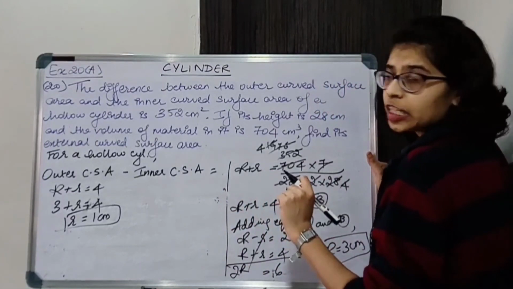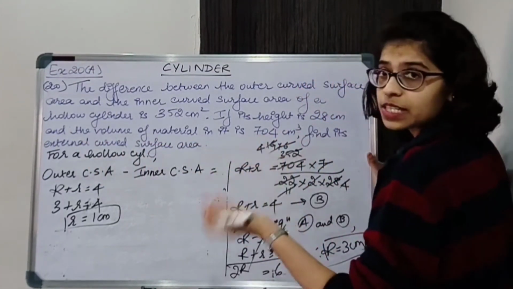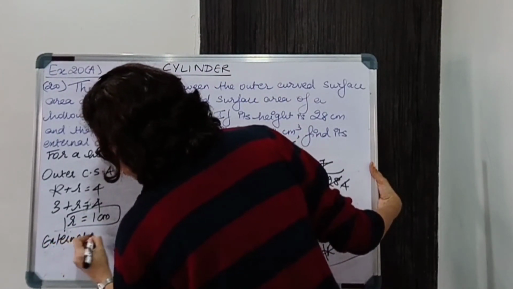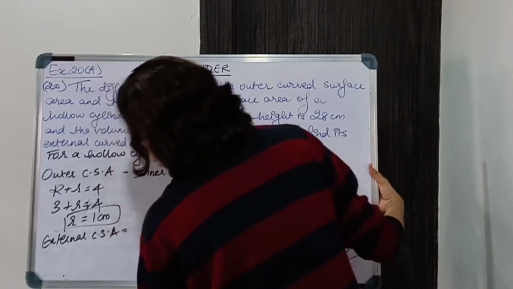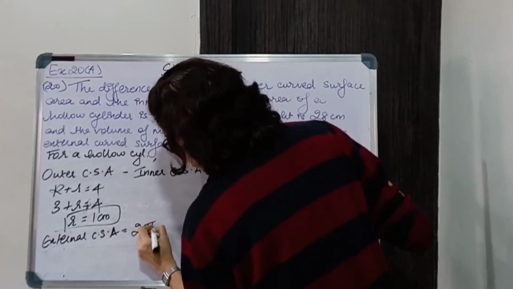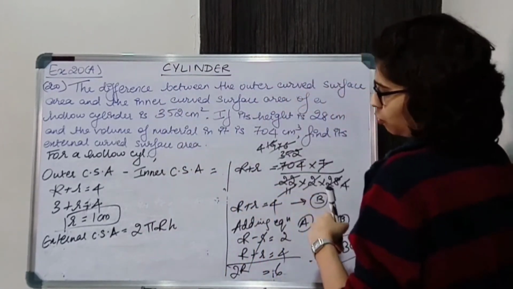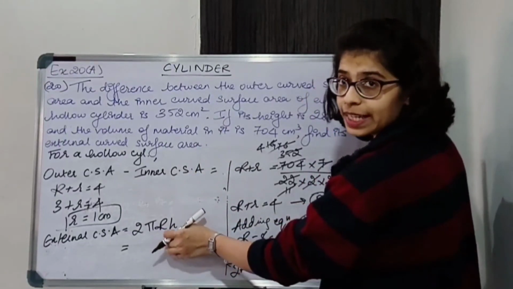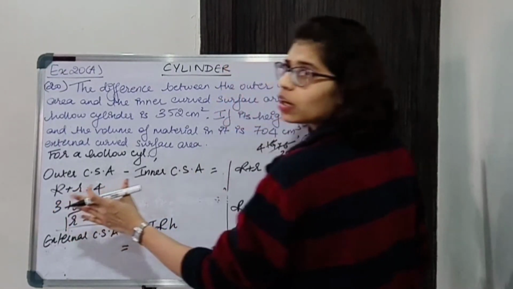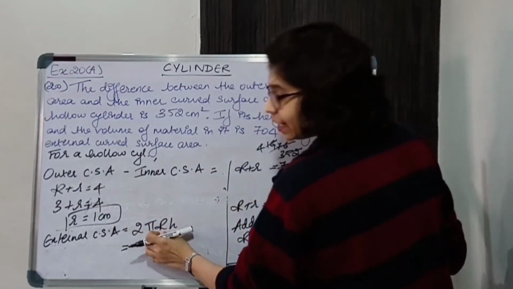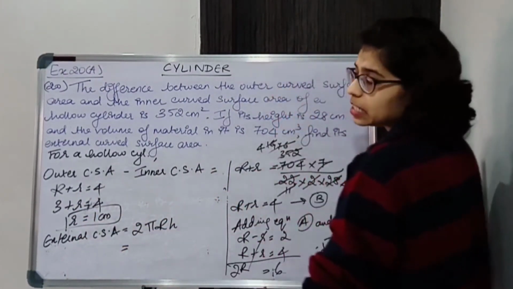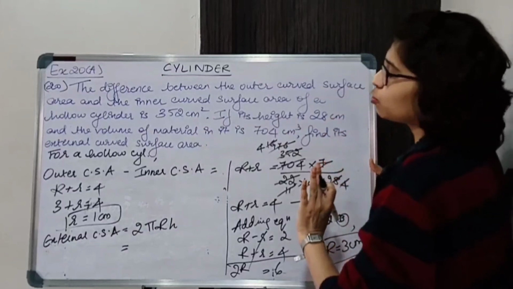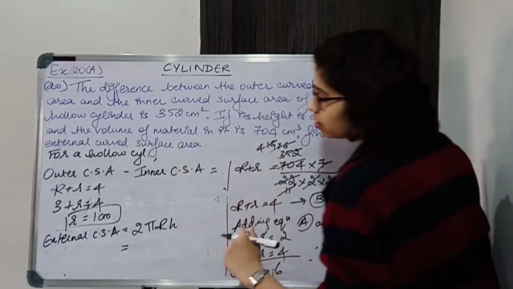But what do we have to find? We have to find the external curved surface area. So the external curved surface area is 2 pi R h. Now for that we need only capital R. So even if you don't find small r, it's okay, because you will only need the value of capital R to find this external CSA. It's not asked over here. You just have to find the external curved surface area.